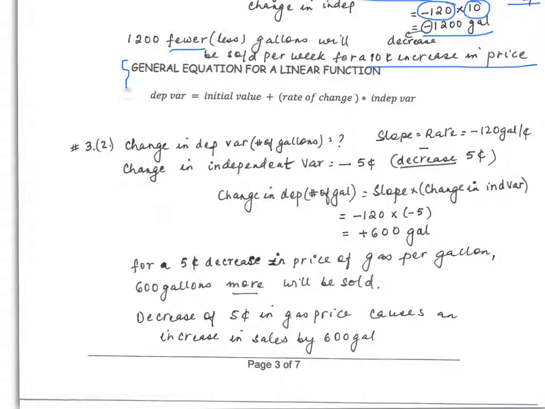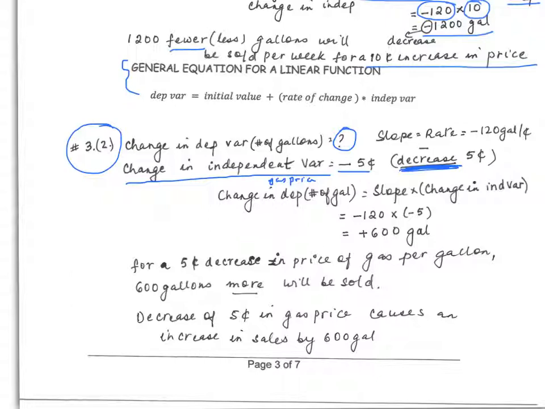Before we discuss the general equation, let's continue with the second part of the same question that we were discussing. The change in the dependent variable is the number of gallons. We don't know what it is, when the change in gas price, which is the change in the independent variable, is negative 5 cents. It's a decrease of 5 cents, so it's negative 5 cents.